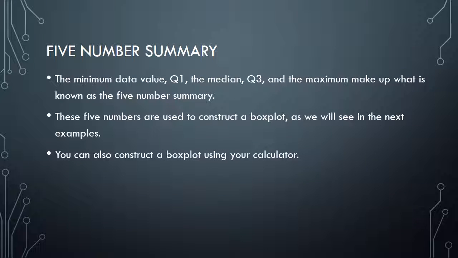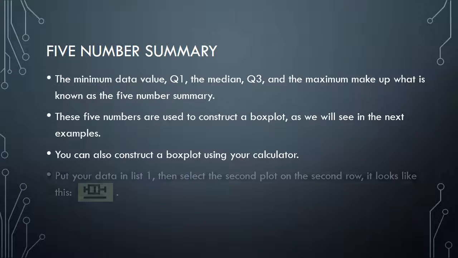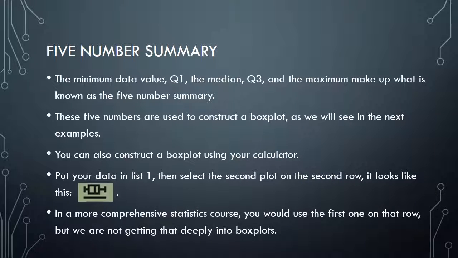And you can also construct a box plot on your calculator. What you're going to do is put your data in list 1 as usual. Then you're going to select the second plot on the second row. It looks like this. You see the picture there. In a more comprehensive statistics course, you would actually use the one to the left of that, the first one on that row. It's a little more precise, but we're not getting that deeply into it. We're not taking the time to explain the differences. So we're just going to use this general box plot here. Make it simple.